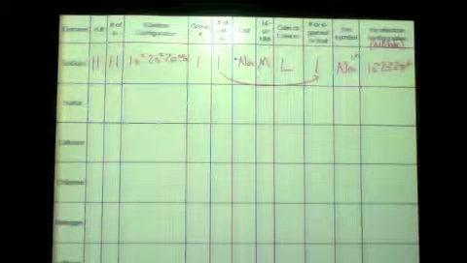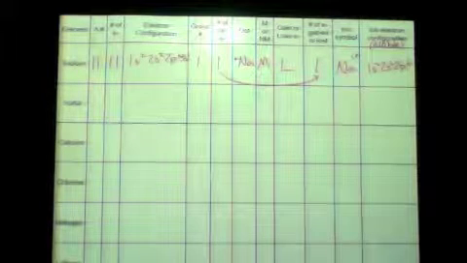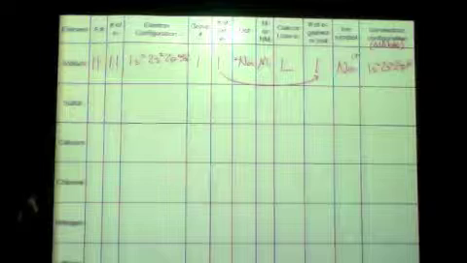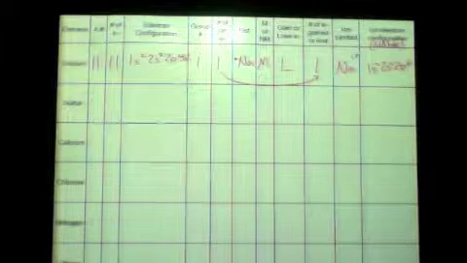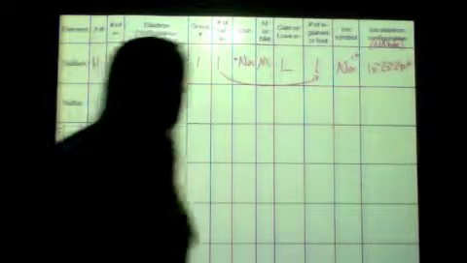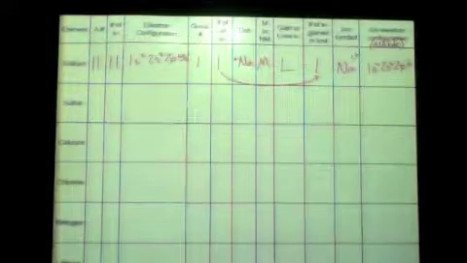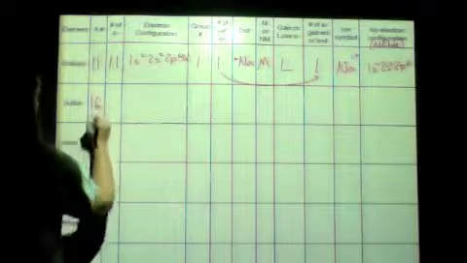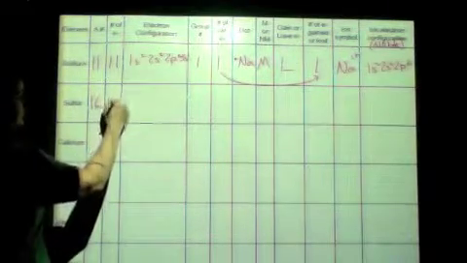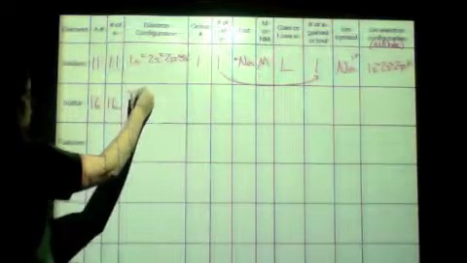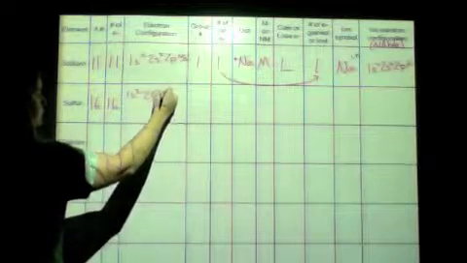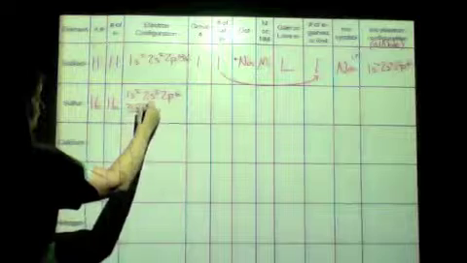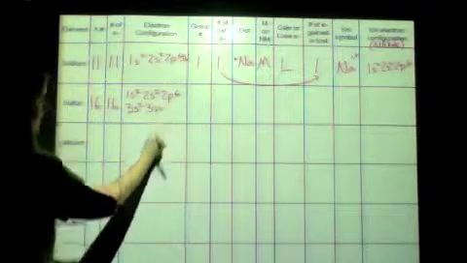Now, the next example we have is a non-metal. Non-metals are completely backwards when we come to those last few columns. Sulfur, the atomic number is 16. So the number of electrons, 16. 1s2, 2s2, 2p6, 3s2, 3p4.